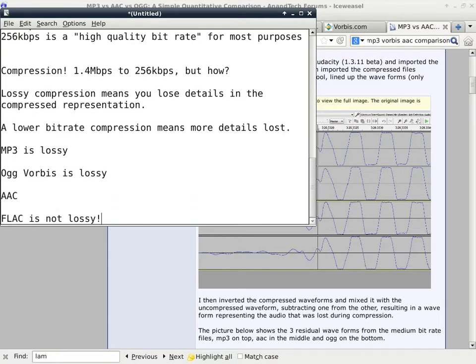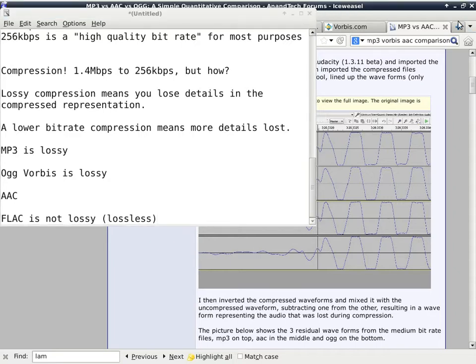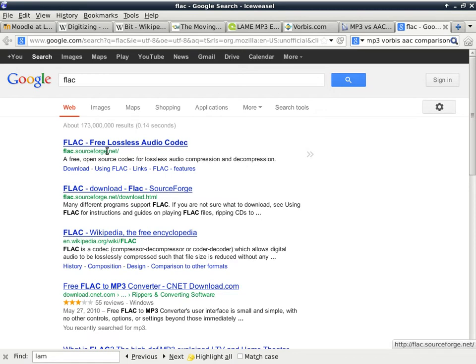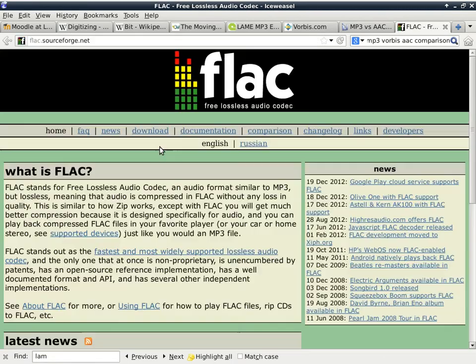FLAC is not a lossy compression, it is what we call a lossless compression. So we can also use the other term, which is lossless. When you look up FLAC, that's basically what it is. FLAC stands for Free Lossless Audio Codec.